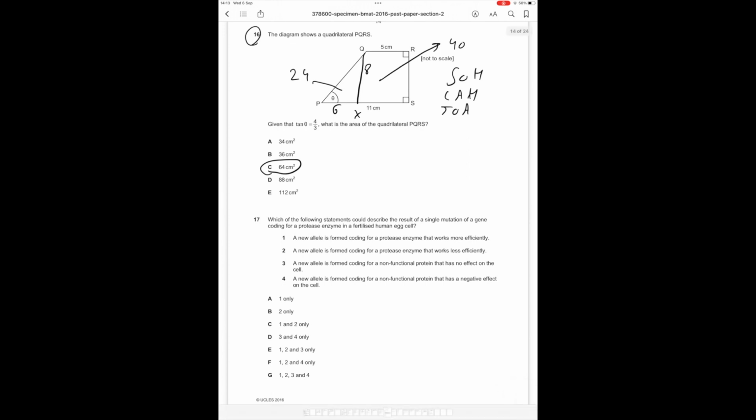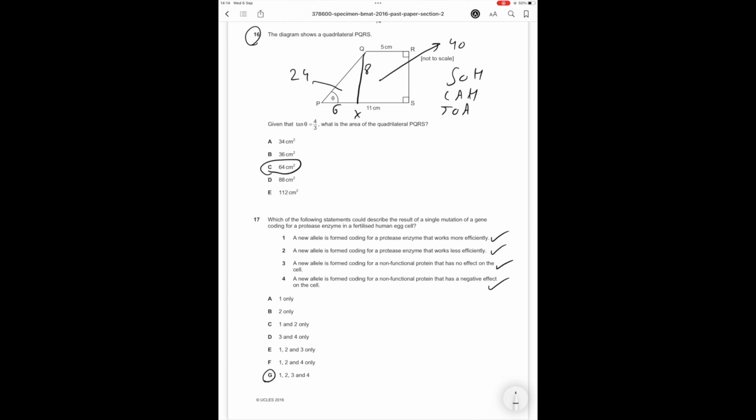Okay. Question number 17 then. Which of the following statements could describe the result of a single mutation of a gene coding for protease enzyme in a fertilized human egg cell? Number 1. A new allele is formed, coding for protease enzyme that works more efficiently. That's possible. 2. Same thing but less efficiently. Also possible. 3. Non-functional protein that has no effect on the cell. Also possible. That's just a missense mutation. 4. A new allele is formed coding for non-functional protein that has a negative effect on the cell. That's also possible. So all of the statements are correct, and the correct answer option is G.